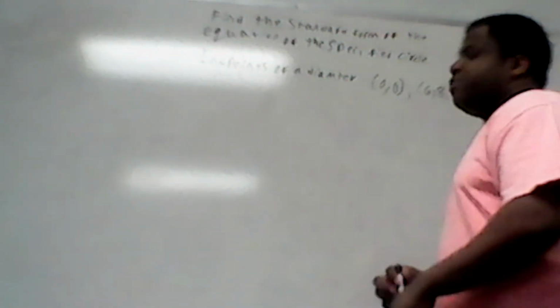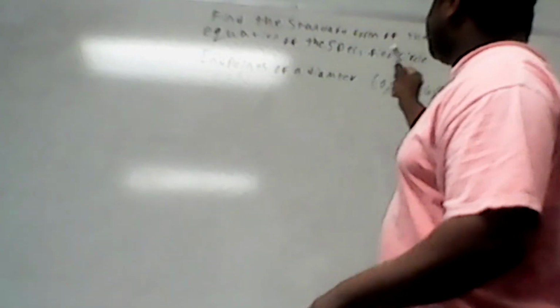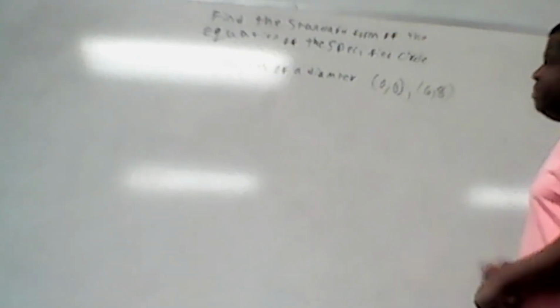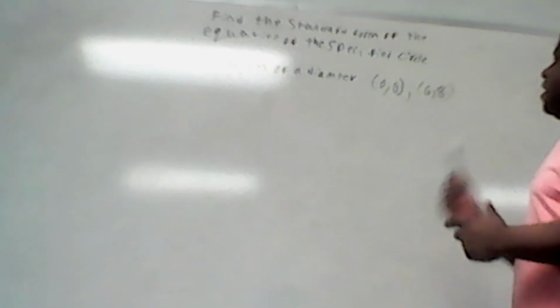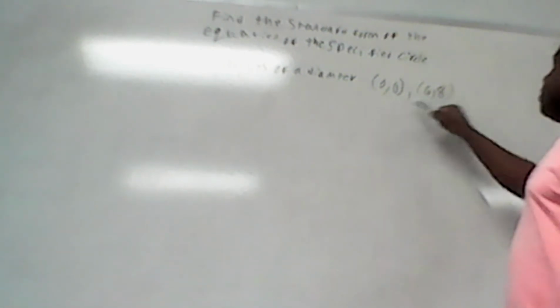Okay, so I'm going to be going over, you probably can't read this problem, but it says find the standard form of the equation of the specified circle using the endpoints of a diameter which is (0, 0) and (6, 8). So the first thing you want to visualize is actually the circle.